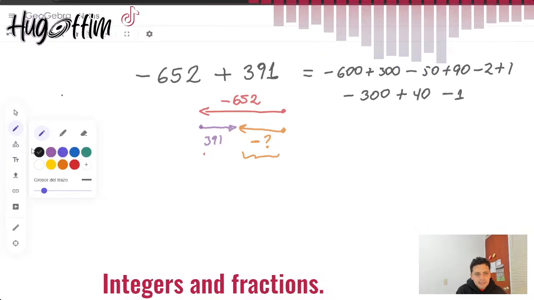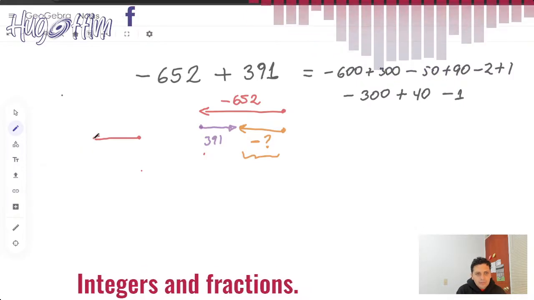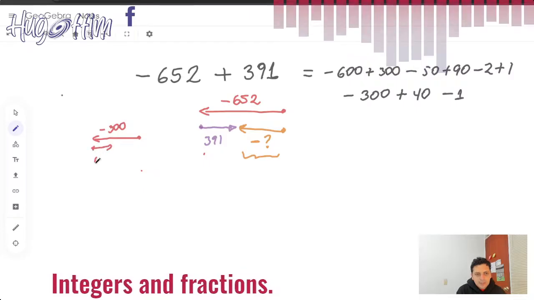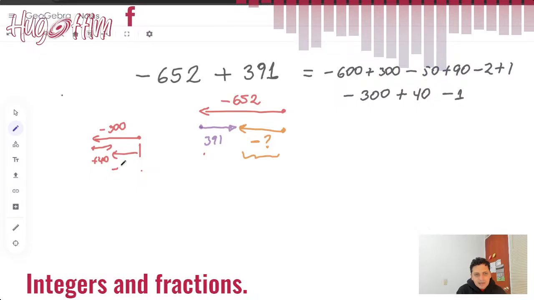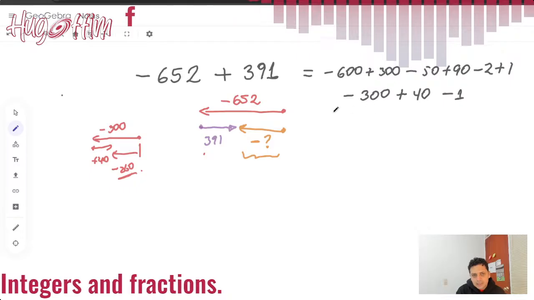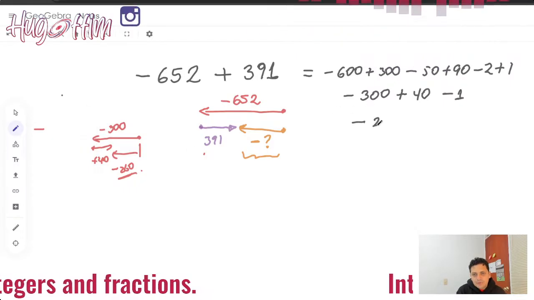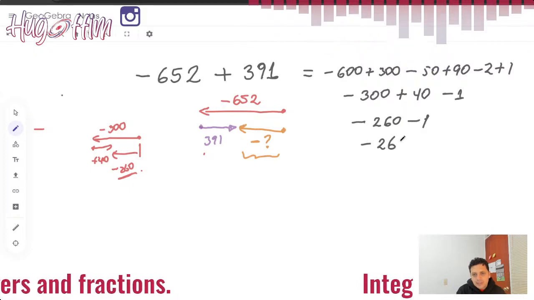So let's say that I'm going to do my arrows. So negative 300 plus 40 is going to give me a negative number, negative 260, right? 300 minus 40 is 260. So I'm going to put negative 260 minus 1. So the answer is negative 261.